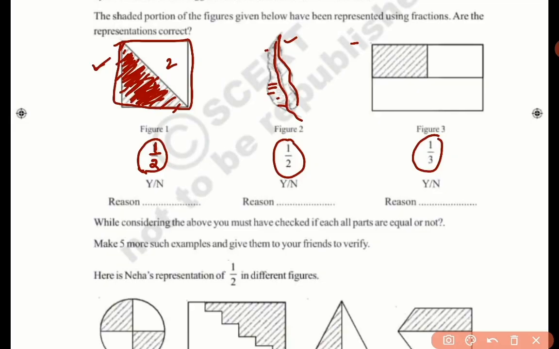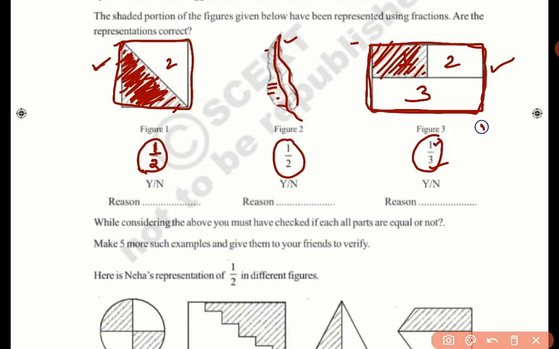Okay, come to think about the square. Yes, students, you have divided the square. Here it is divided into how many parts? 3, isn't it? 1, 2 and 3. So in the denominator it comes 3, and we are shading only one part of the divided square. So you have taken only one part, so it is written as 1 by 3.